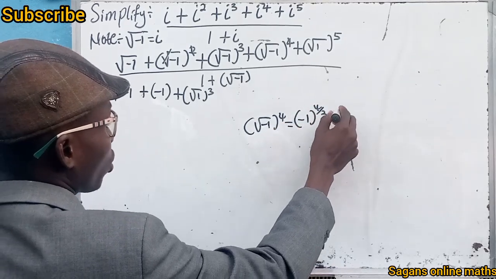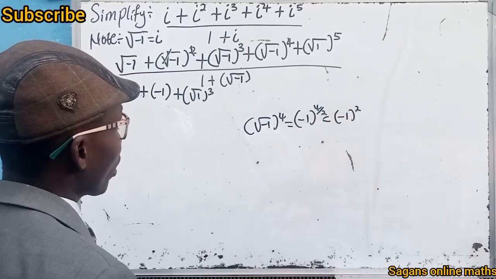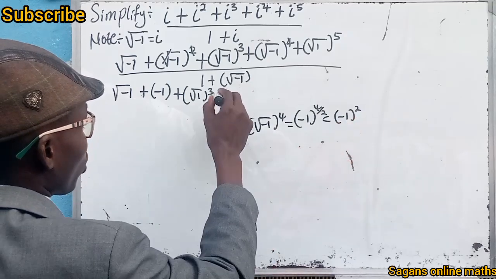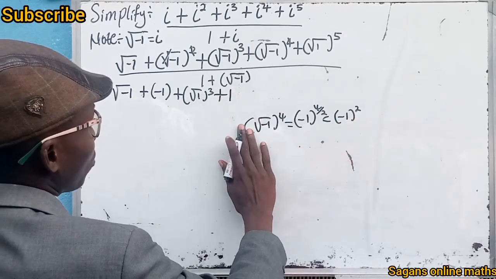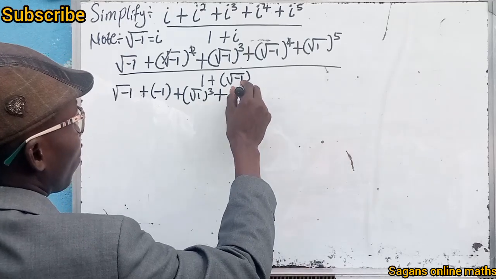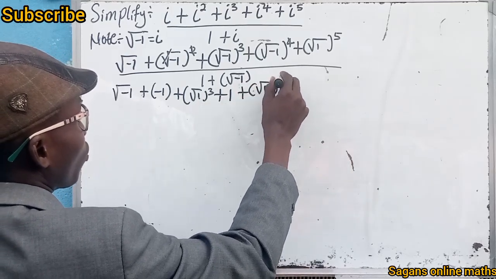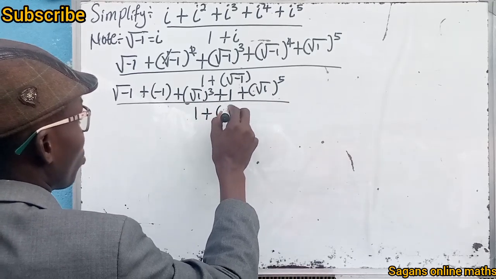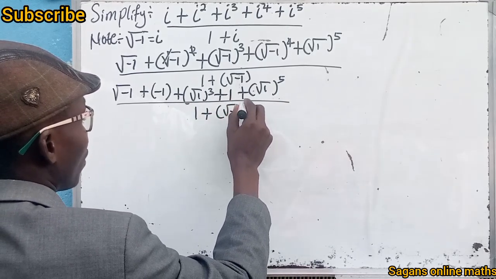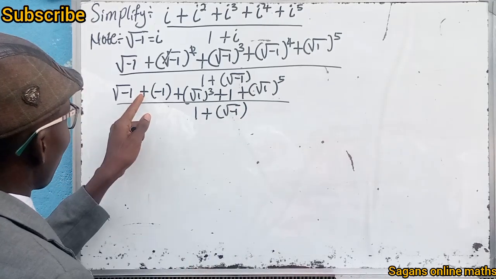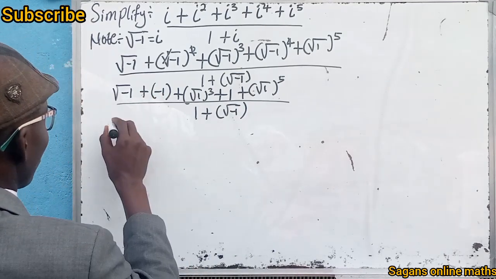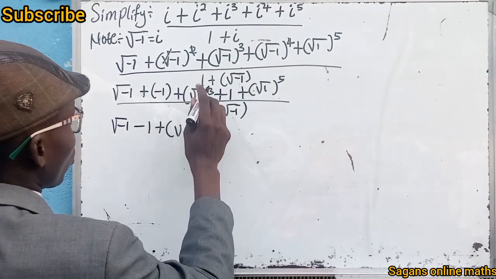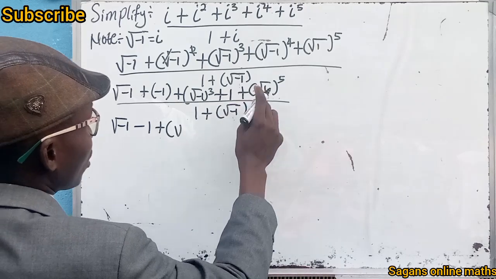So here now this will be equal to -1 raised to the power 2. If I simplify everything here, I will just have 1, because -1 raised to the power 2 is 1. So I have plus 1, and I can remove this from here. Then plus root -1 raised to the power 5 divided by 1 plus root -1. Now positive times negative will give us negative, so this is -1, and this is also -1.